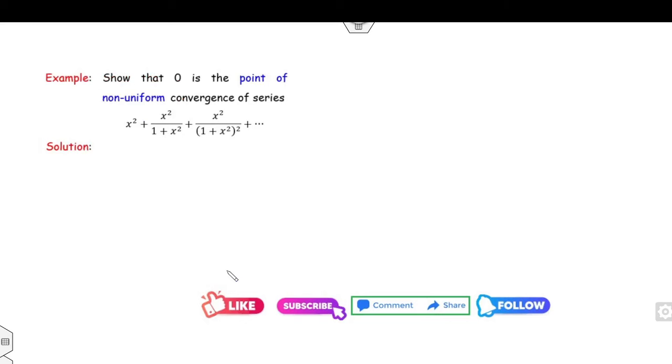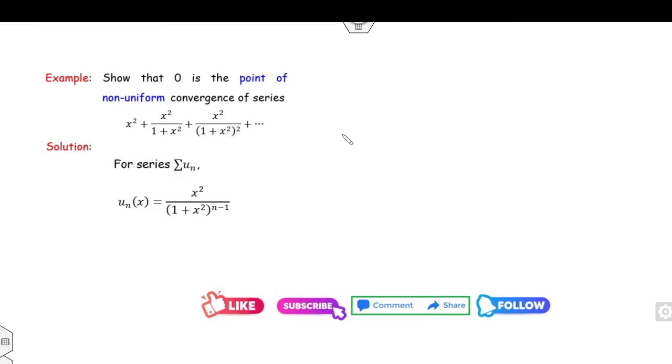Okay, look at another case. Show that 0 is the point of non-uniform convergence. Again, this is my u1, this is my u2, this is my u3. Can you define the nth term? It is x squared over (1 plus x squared) raised to power n minus 1.